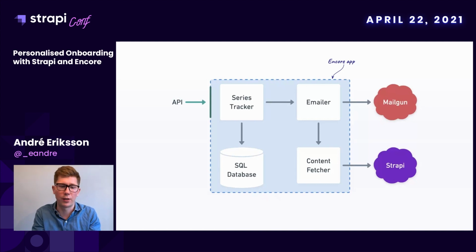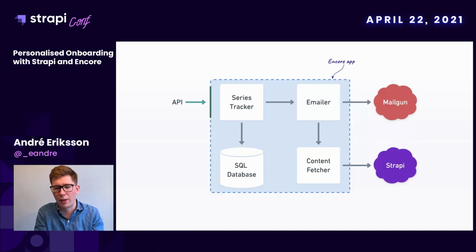So we have this component called the series tracker, which is taking in all of these events and scheduling the next step in the email series. And we track that in a SQL database. We then have the emailer component, which talks to Mailgun to actually send the emails, which itself interacts with the content fetcher to fetch the content and the email series from Strapi.